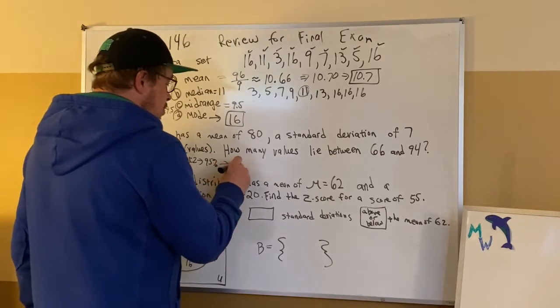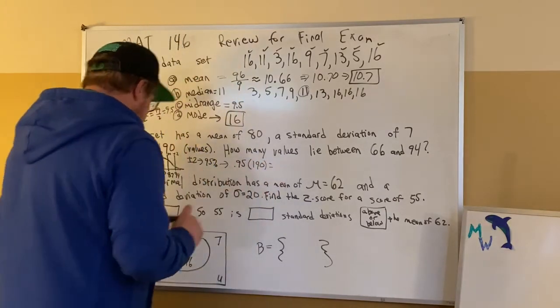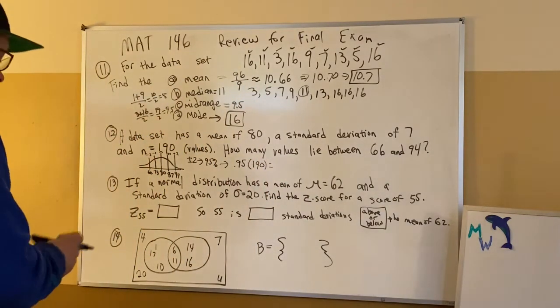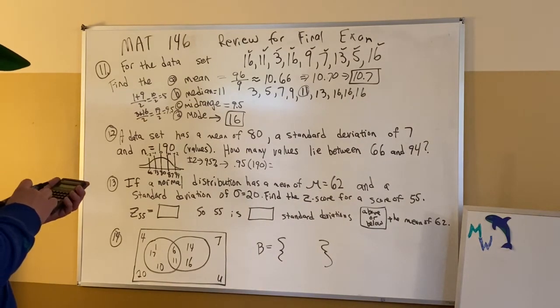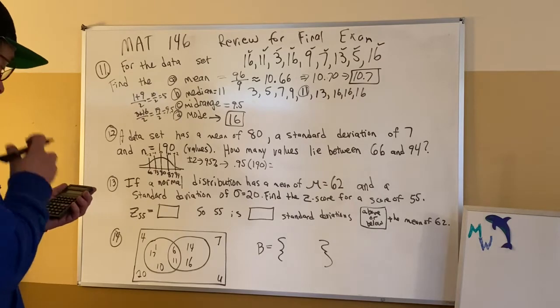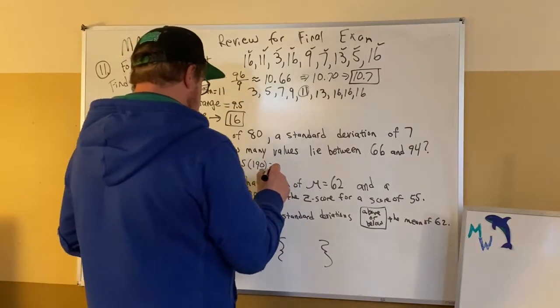Therefore, I'm going to go with 0.95 times my 190 and give it a rounded value to 1 decimal. So I got 190 times 0.95 for its 95%. 180, let's see, 0.5.